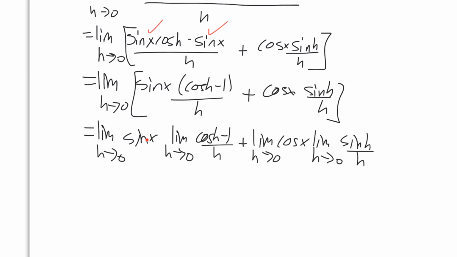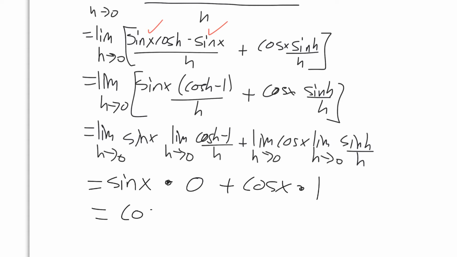Now the limit of sine x here is going to be just sine x, because sine x is technically a constant with respect to h. Cos h minus 1 over h is a special limit. We know that that gives us 0. The limit of cos x is just cos x, because again it's a constant with respect to h. And sine h over h, that's the same thing as sine theta over theta. That's another special limit, and we know that one is 1. So 0 times sine x is 0, cos x times 1 is just cos x. And there we go. We have the proof of our derivative. And so our first rule here for trig is that the derivative of sine x is cos x.